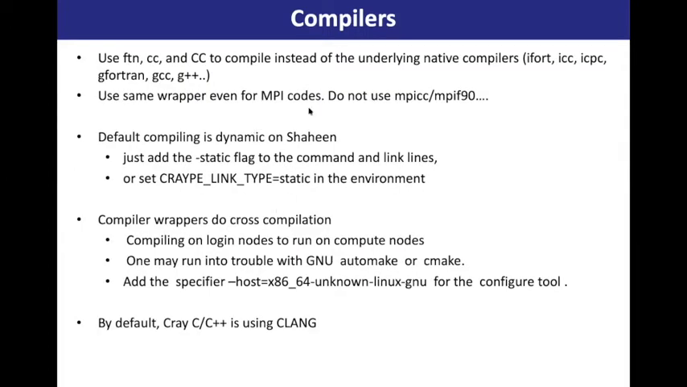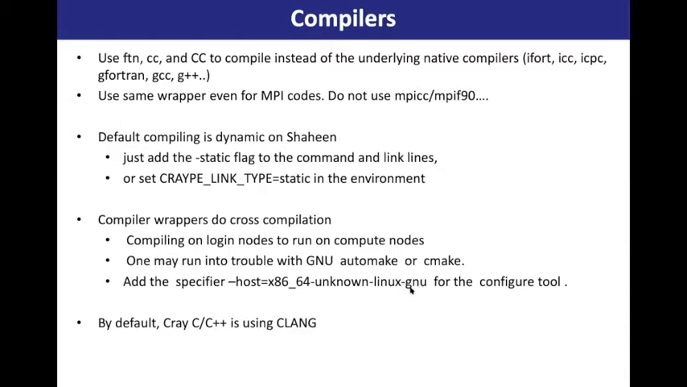So by default on Shaheen, we have dynamic linking. You don't need to do the initial stuff. If your code needs to be static, you need to add the -static flag, or you set in the programming environment, you do export CRAYPE_LINK_TYPE=static. Okay. For the people who are more advanced, using autotools or CMake, make sure you compile on the login node and run on the compute node, eventually the configuration. And sometimes specify --host=x86_64-unknown-linux-gnu. So this is kind of a tip.